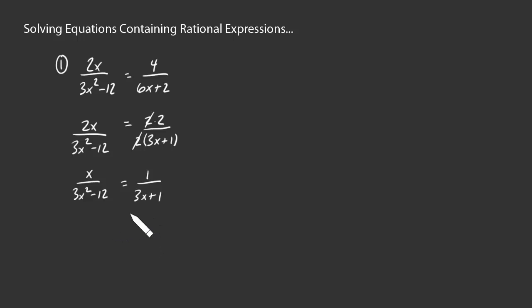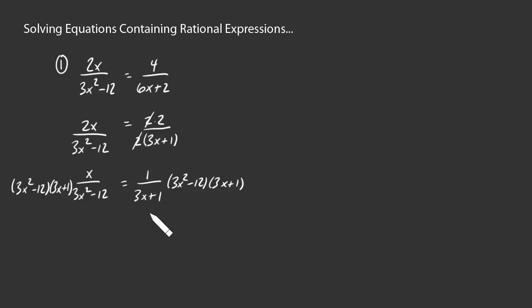Now, one instinct you might have is to say, well, I'd really hate these denominators here. It'd be great if we could get rid of them. One way we could get rid of them is to multiply both sides by something that would cancel them off. For example, I could multiply by their product, 3x squared minus 12 times 3x plus 1. I could do this on both sides. Okay. Now, there are some risks to doing this particular thing, and I'm going to come back and talk about those in a second.